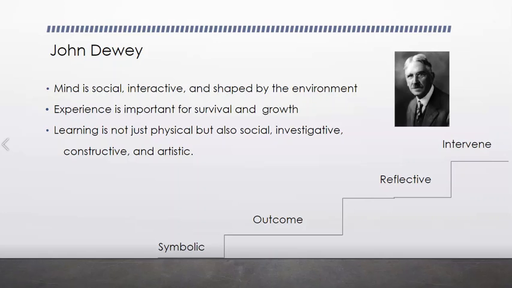The final stage of learning is intervene. No longer just stage 3, relying on reflective attention and past experiences, the individual can be self-directed and seek out, be in charge of their own learning. Look into what's interesting and ways to decrease conflict and barriers. So the four stages of Dewey's model are symbolic, outcome, reflective, and finally, intervene.